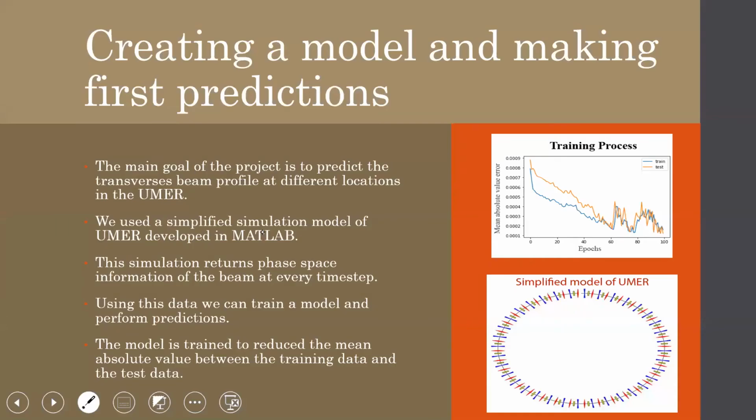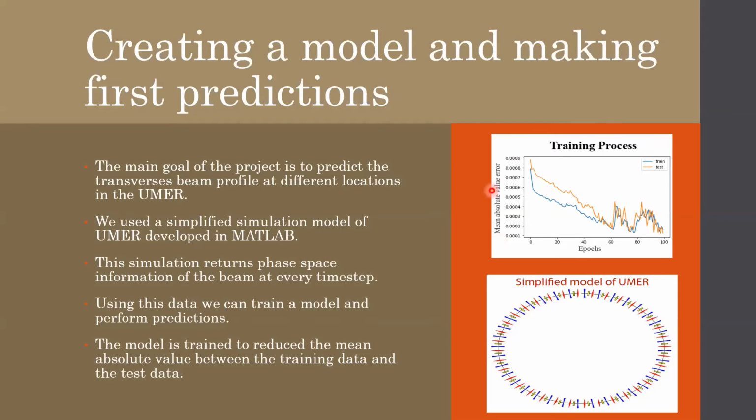The process of this project, first of all, we use a simplified model of the humor. We didn't use experimental data. This simplified model is pictured here. So you can imagine each of these objects to be magnets or tools to reshape the beam. And the advantage of using a simulation is that you can get information at every time step around the ring, so that way you can verify that what your neural network is predicting is accurate to what it really is.